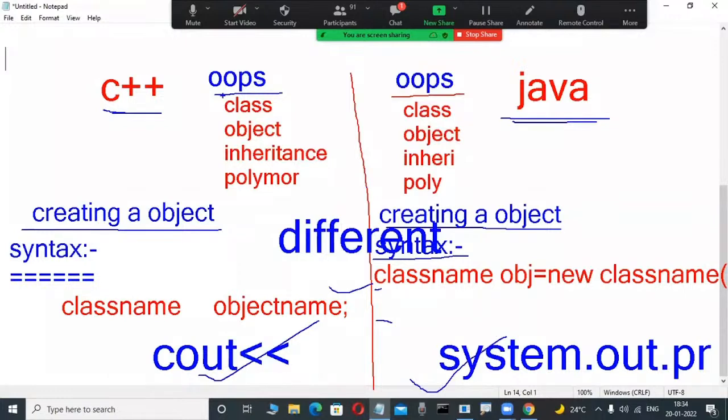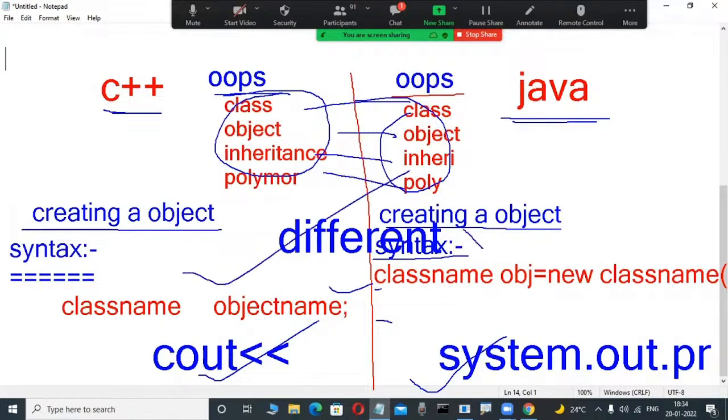But conceptually, some OOP concepts are the same or not? Same. What is class? What is object? What is inheritance? What is polymorphism? Same. But syntactically totally different. Why? Because those are two different languages, two different products from completely different companies. That's why functions are different, and the syntax is also different.